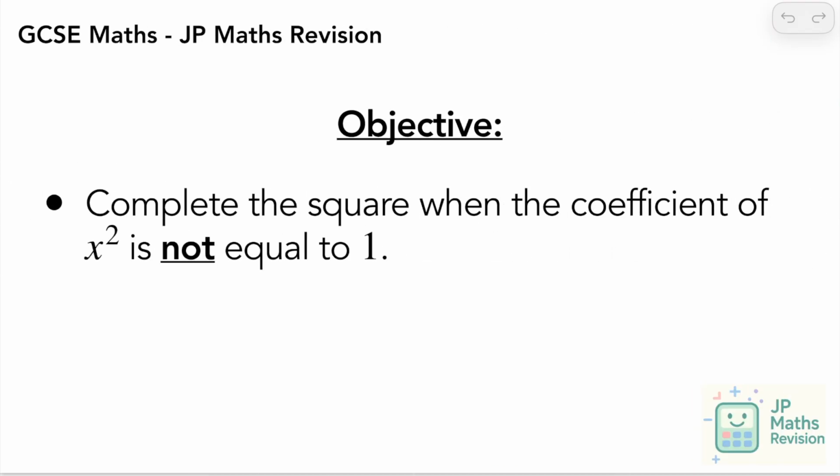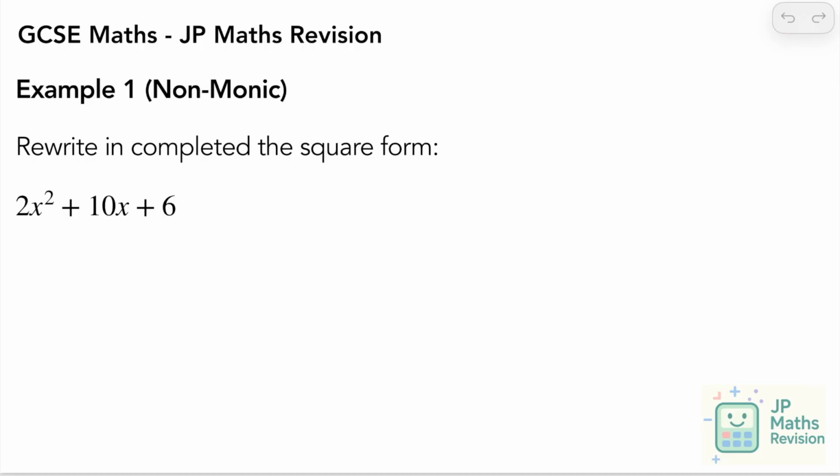So the objective here is to complete the square when the coefficient of x squared is not equal to 1. So that's what makes them non-monic. So here's an example. We need to rewrite this expression here in completed the square form. So the thing that makes it non-monic is this 2 over here. So the thing that we do to get rid of it is we factor it out.